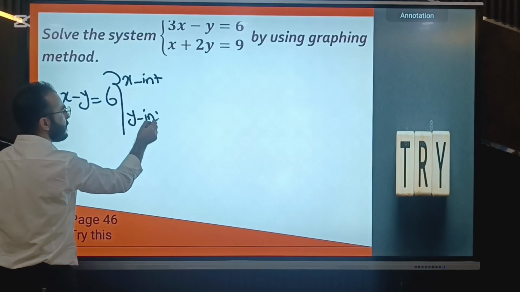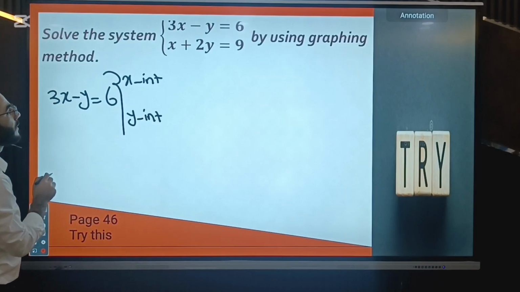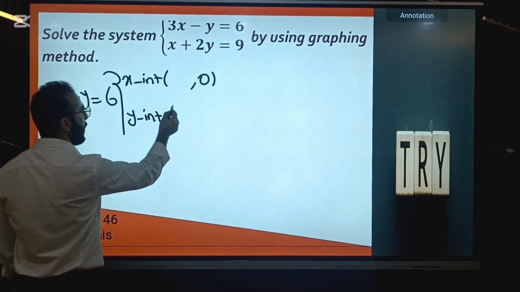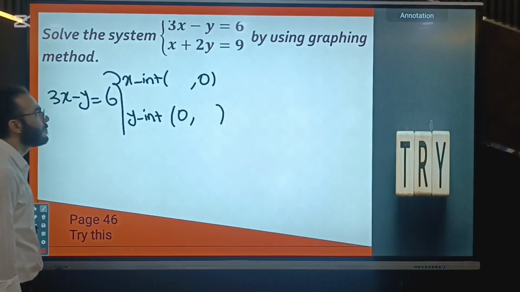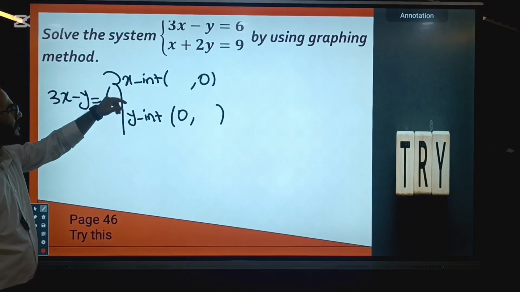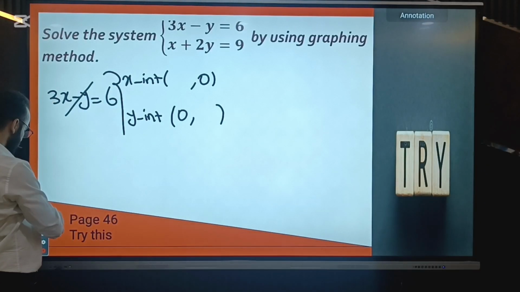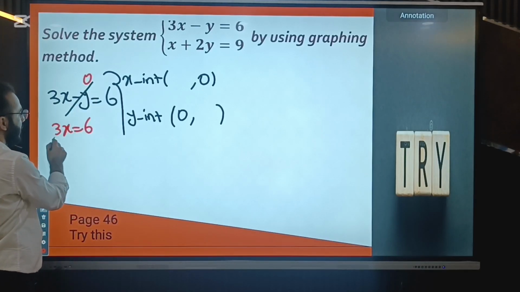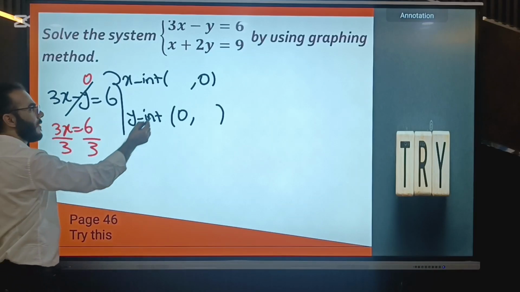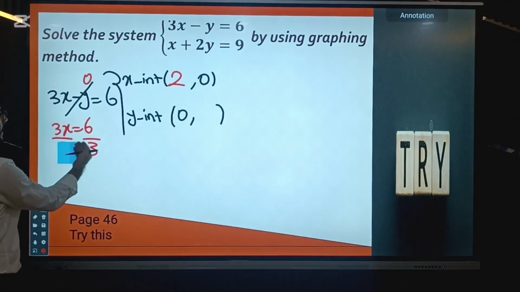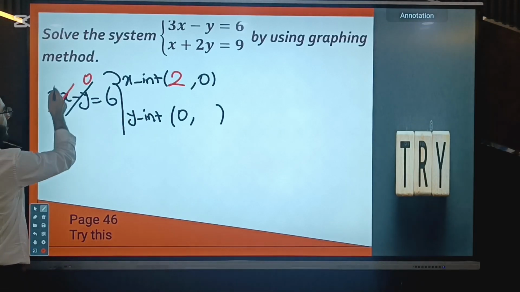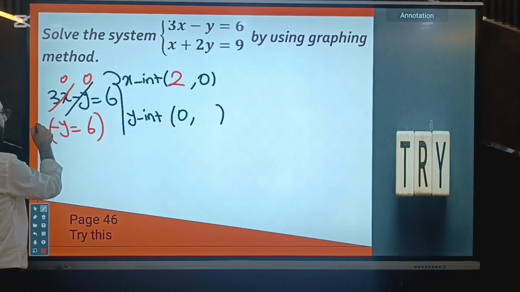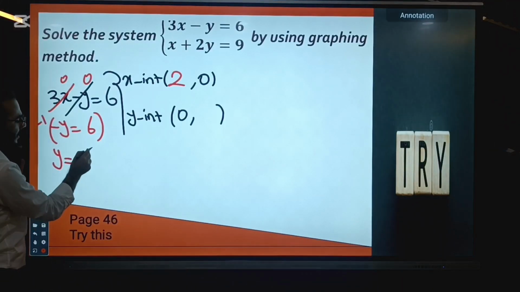and y-intercept. So for x-intercept, we know that y is 0. And for y-intercept, we know that x is 0. Okay, so to find x-intercept, let's make y 0. If you make y 0, so 3x equals to 6 will remain, divided by 3, divided by 3. 6 divided by 3, 2. Okay, how about y-intercept? Make x 0. So in that case, we are going to have negative y equal to 6. Multiply by negative 1, so in that case, y would be negative 6.